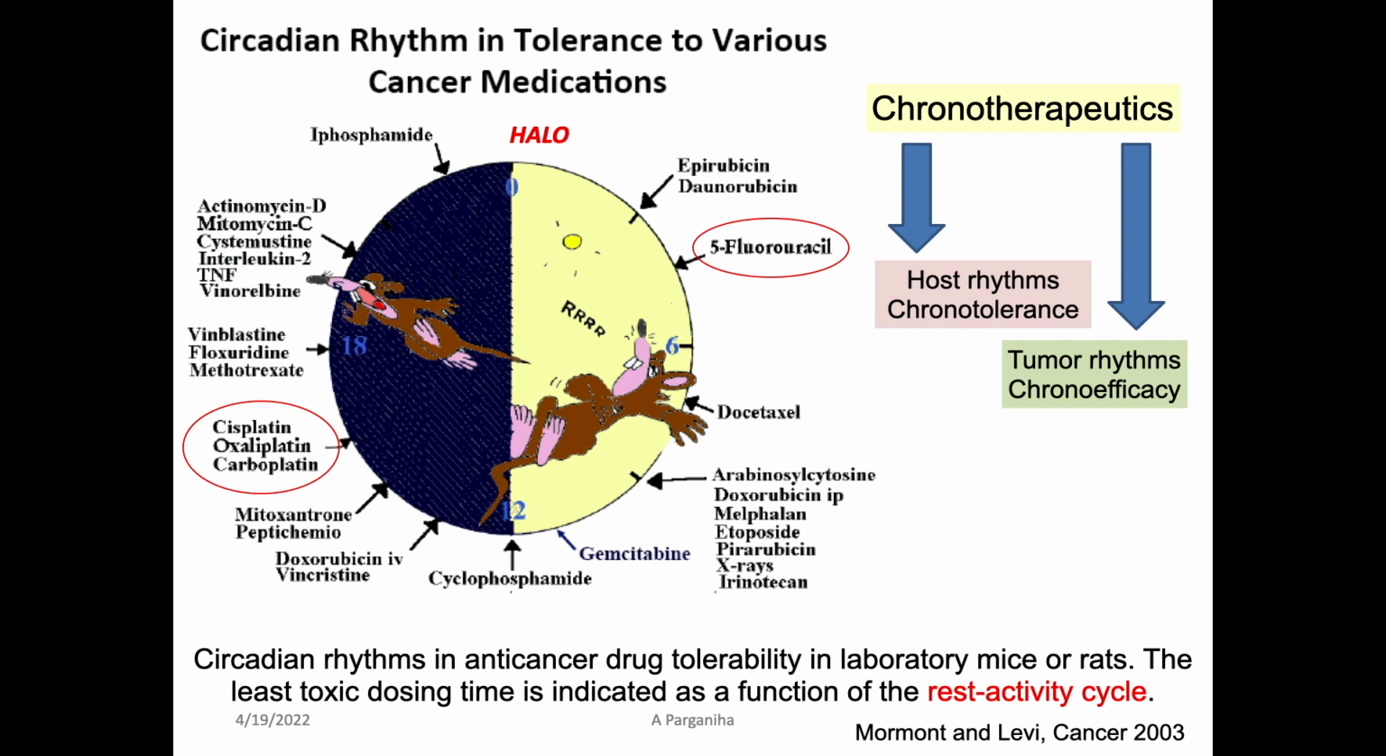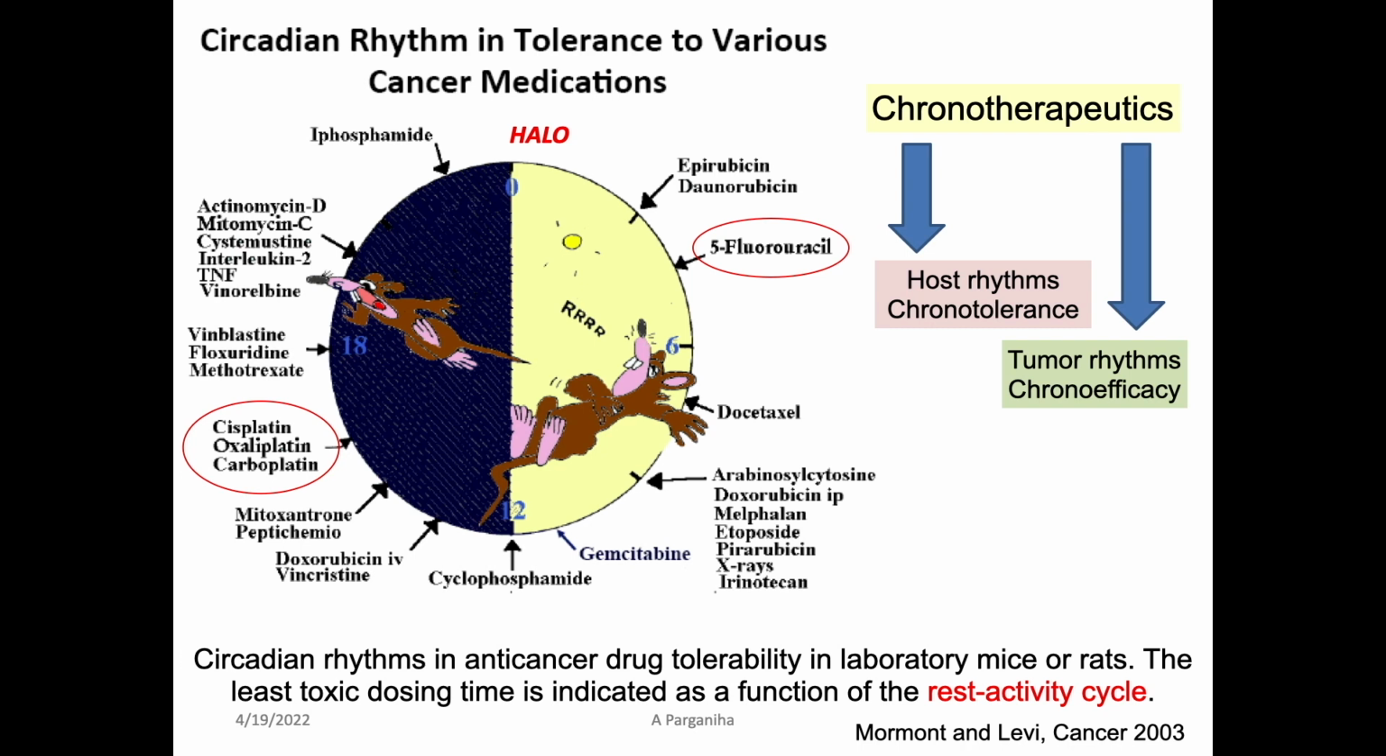And in this chronotherapy, there are two approaches. One is the host rhythms, chronotolerance, and then the tumor rhythms, chrono-efficacy. Host rhythm chronotolerance means the host tolerates the medications, and tumor rhythms chrono-efficacy means the effectiveness of the drug. And these are the various chemotherapeutic agents that have already shown their time-dependent efficacy.